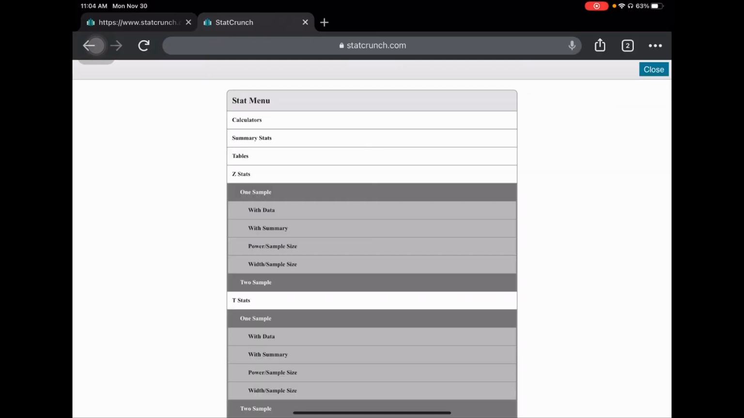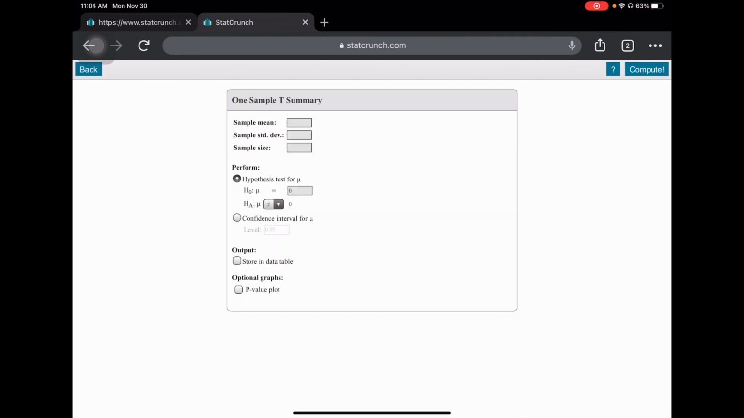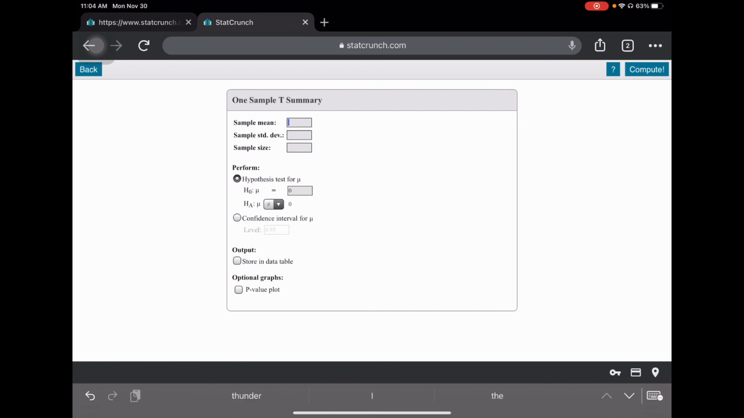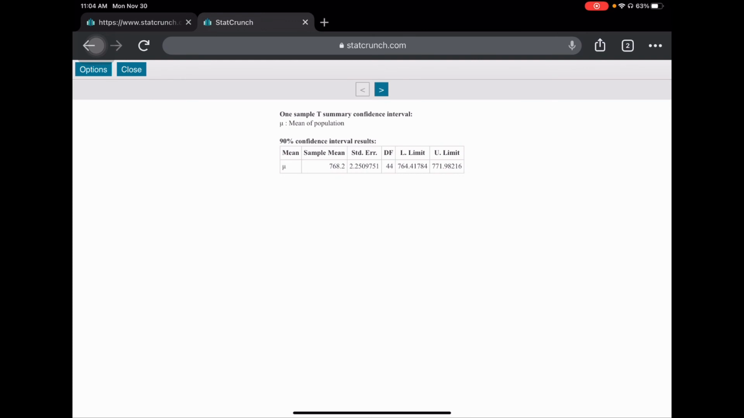Going into stat, t-stats with summary, we have a sample mean of 768.2. We have a sample standard deviation of 15.1. Our sample size is 45, and we are doing a confidence interval for 90%. This gives us an upper limit of 771.982 and a lower limit of 764.478.